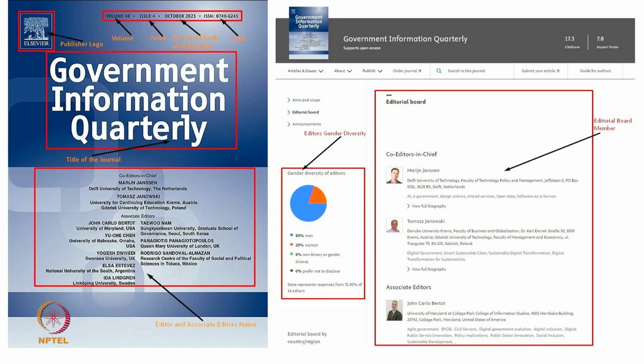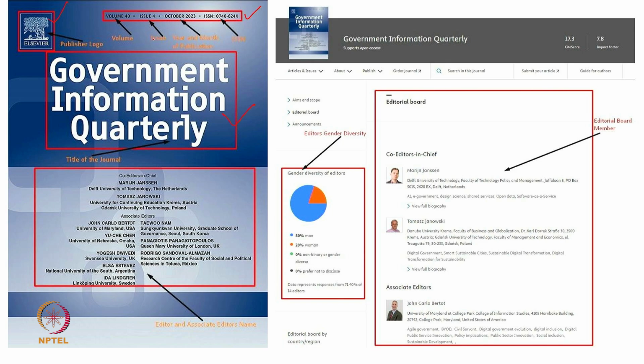So if you see on the left hand side of my screen, this is the title of the journal, and if you see on the topmost left hand side, this is the publisher logo. This particular journal is published by Elsevier, and on the topmost side of the left hand side, the key attributes of the journal are mentioned, like volume number.